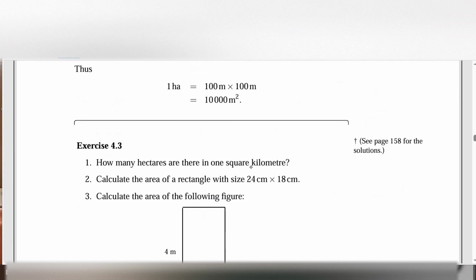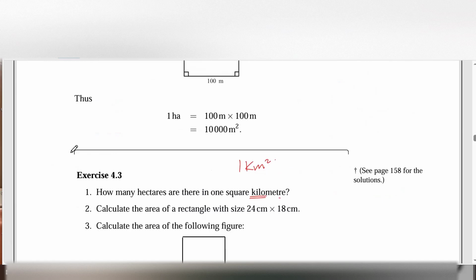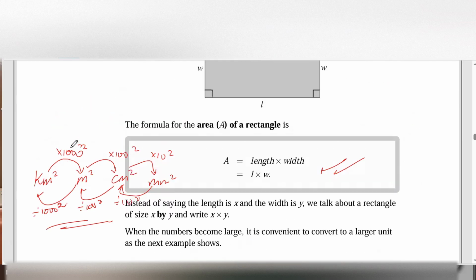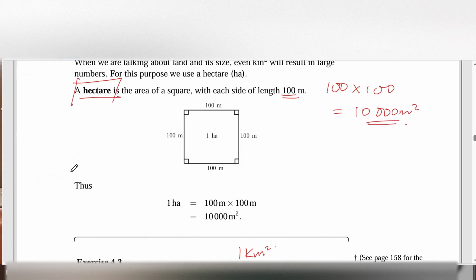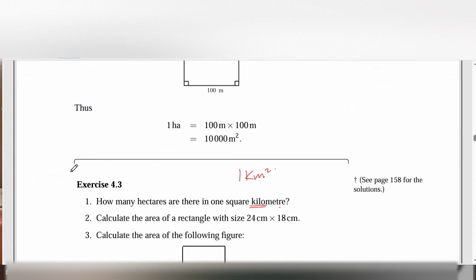Okay, 1 square kilometer. So 1 kilometer squared, we need to convert this to meters. Okay, and we said from our conversion factor up there that from kilometer squared to meter squared, it's 1,000 squared. So that's going to be 1,000 squared, which is 1 million meters squared.